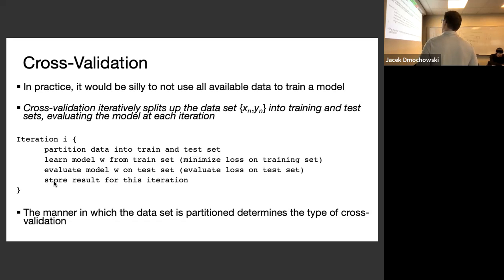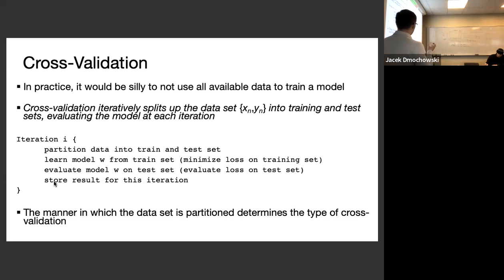So in the picture on the board where I have the top two thirds for training and the bottom third for testing, that's all fine and well, but I'm not making the most out of my data set. I'm not using the bottom third to inform my model. And cross validation solves that problem.